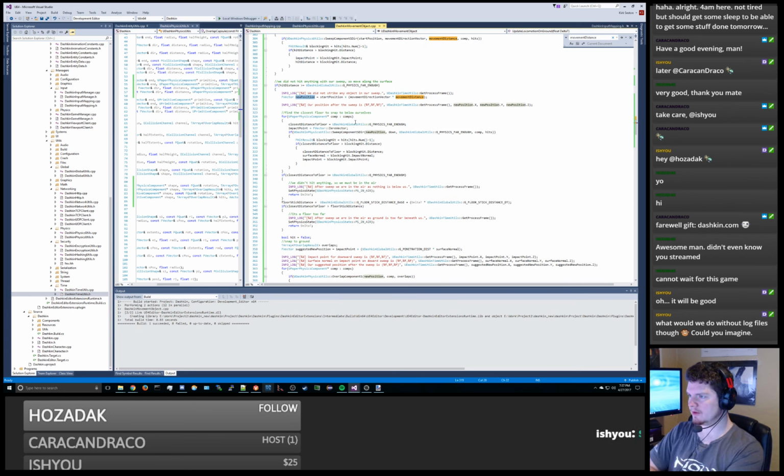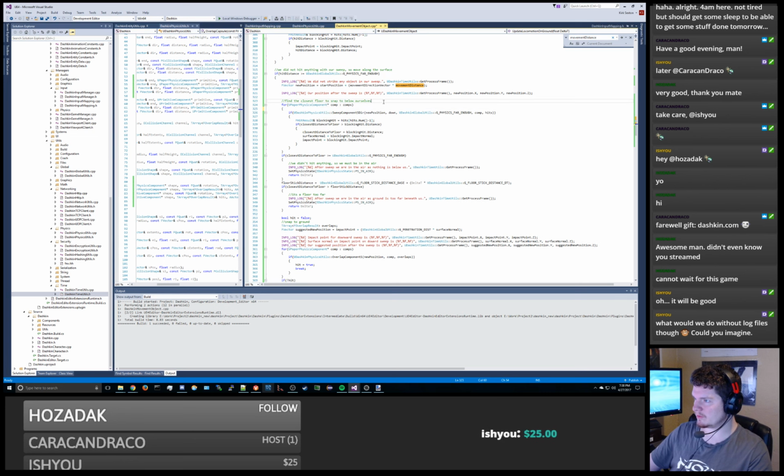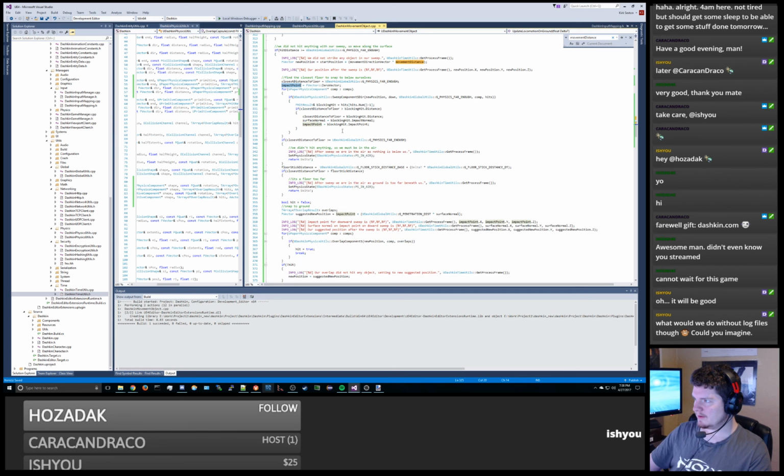So we then do a sweep component straight down, and doesn't this look messed up right here? Like we're setting these every frame. We should be setting these outside of this loop. So we're sweeping down, and we're using our new position. So this is the position after the sweep where we're sweeping, and we're sweeping it down with the component.